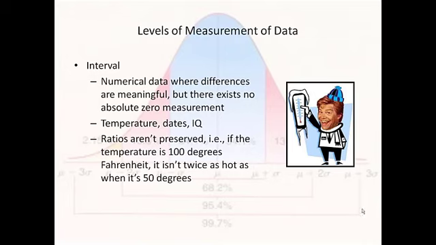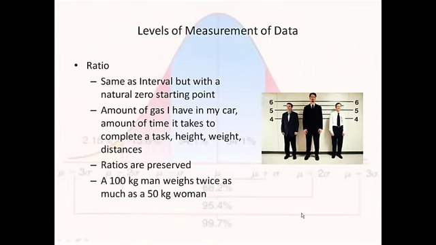And then last but not least is a ratio. Now let's talk about the ratio level of data. It's the same as interval, but it's got a zero starting point. Like the amount of gas I have in my car, I could have no gas in my car. The amount of time it takes to complete a task could be no time. Height, there theoretically could be a zero height. Weight, there could be something that weighs nothing.